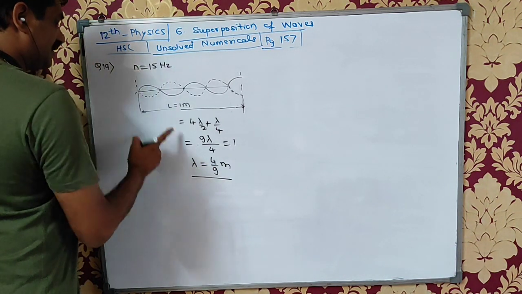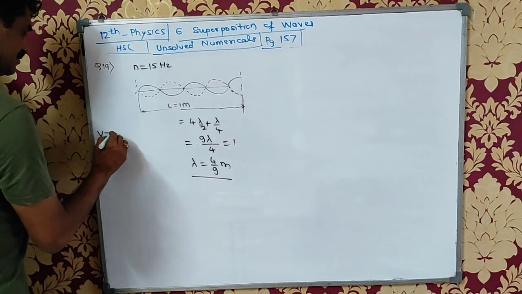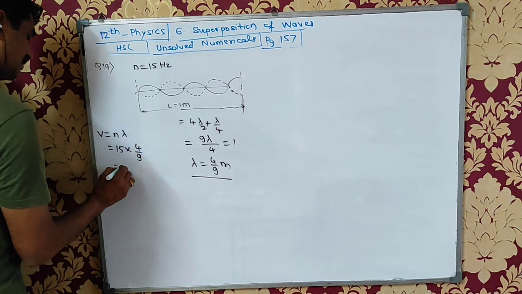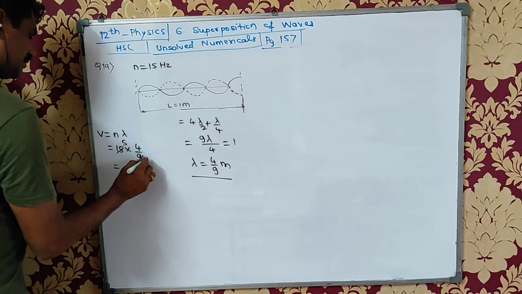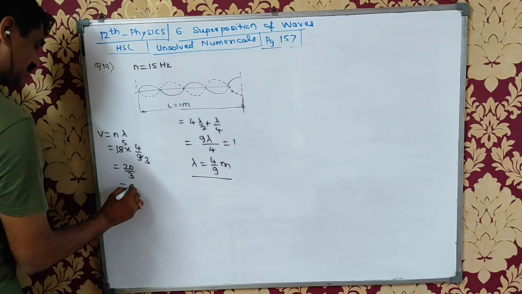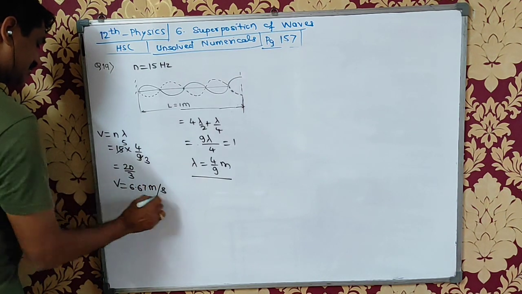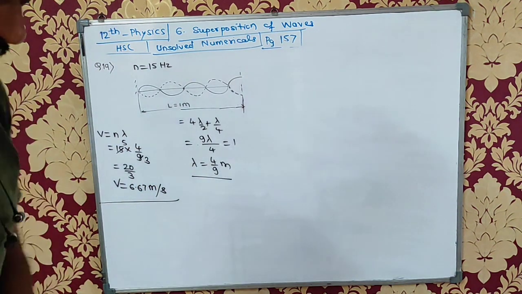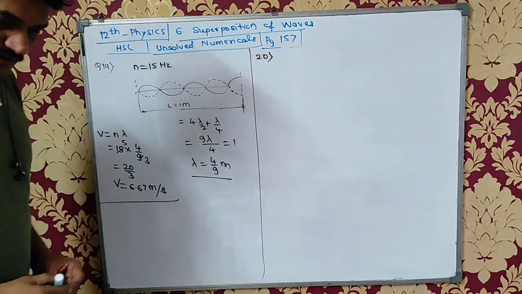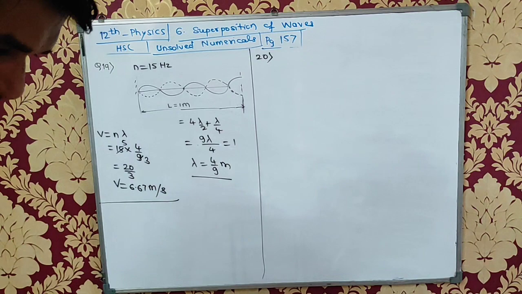तो यहाँ पर मुझे n मिल गया और lambda मिल गया. I can find out what is the velocity of the progressive wave which produces this. v is equal to n lambda. That is 15 into 4 upon 9, 20 upon 3, 6.67 meter per second. This is the velocity of the progressive wave which produces this. Is this clear to all? क्या ये सबको समझ में आ गया? Hello. Is this clear to all? Okay. We go for the next question now.